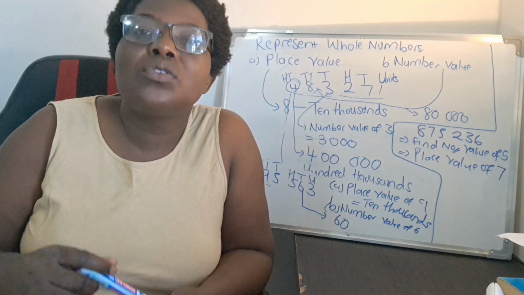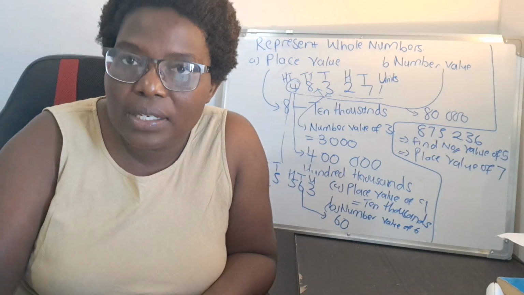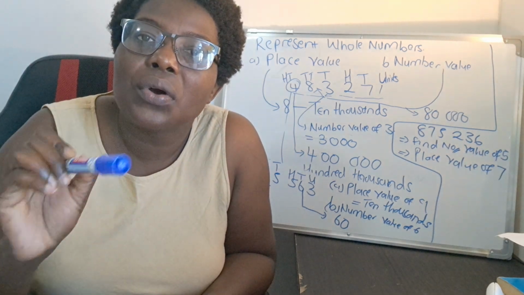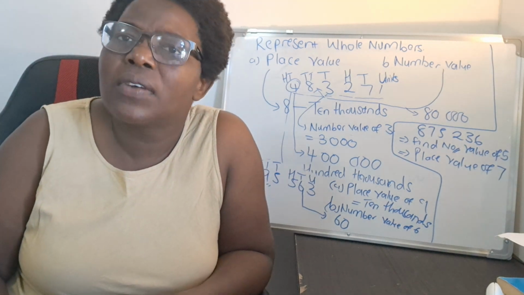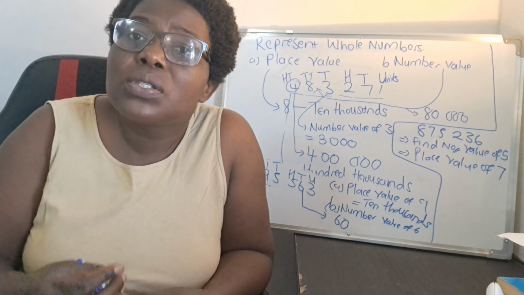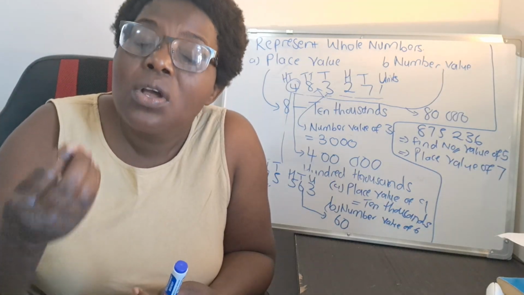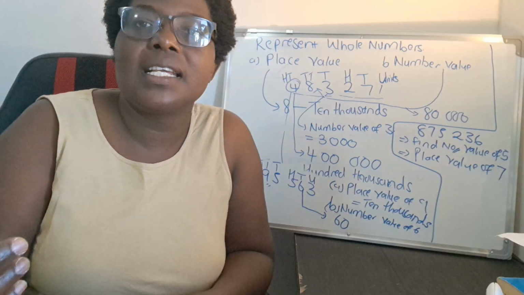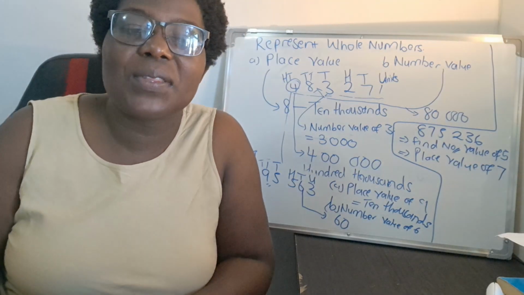Please note, when you are asked for a place value and you give a number value, you are marked wrong. Yes, it's okay, you give us 5,000 as a number, but we don't want a number value, we want a place. So pay attention to that, and see you again on the next video.